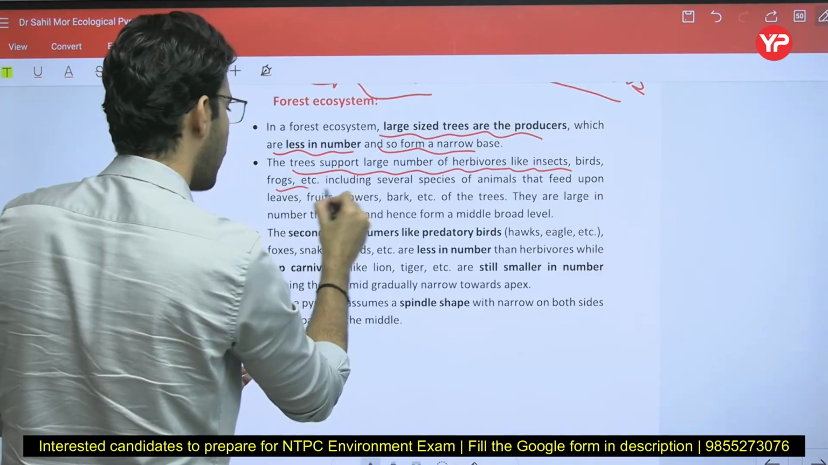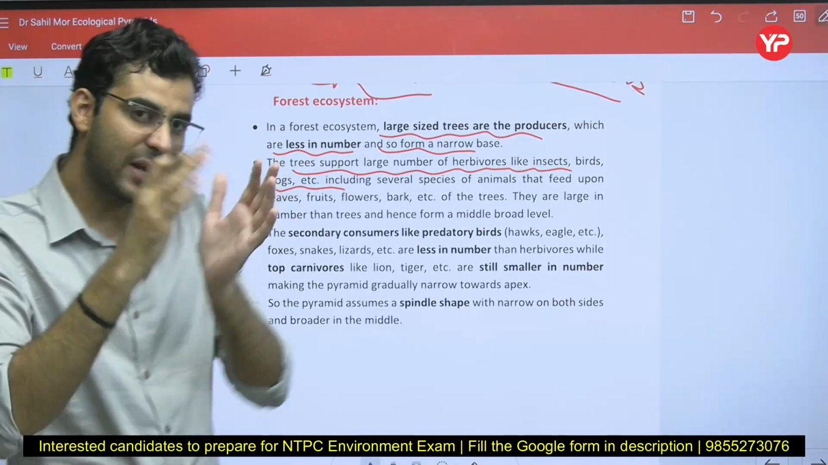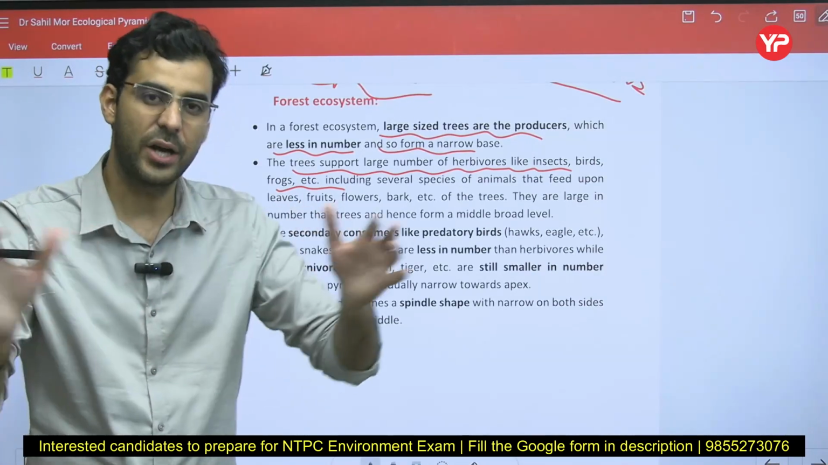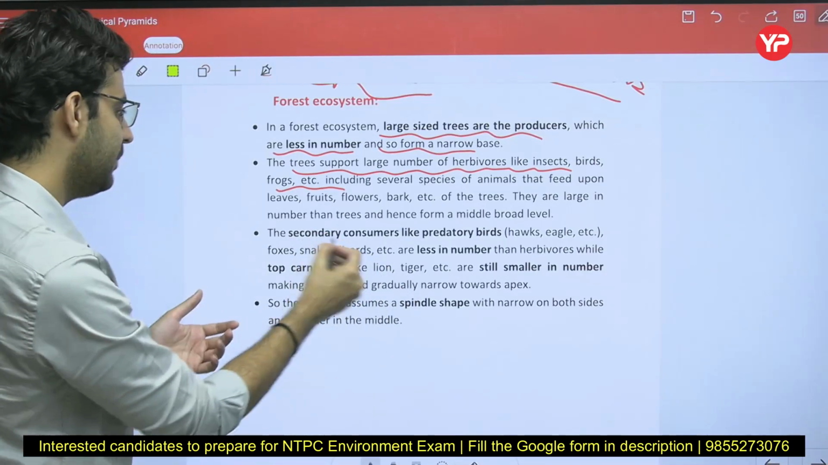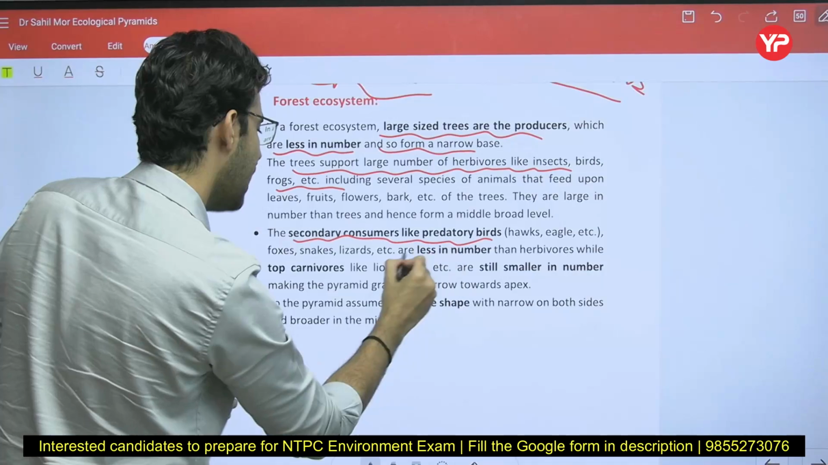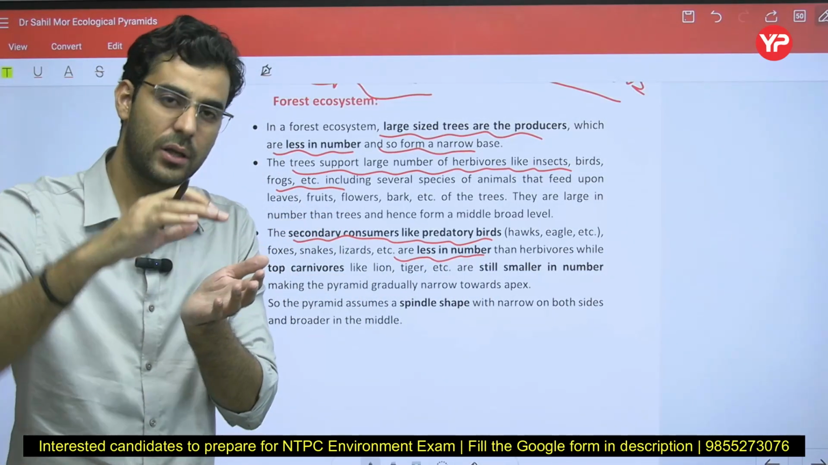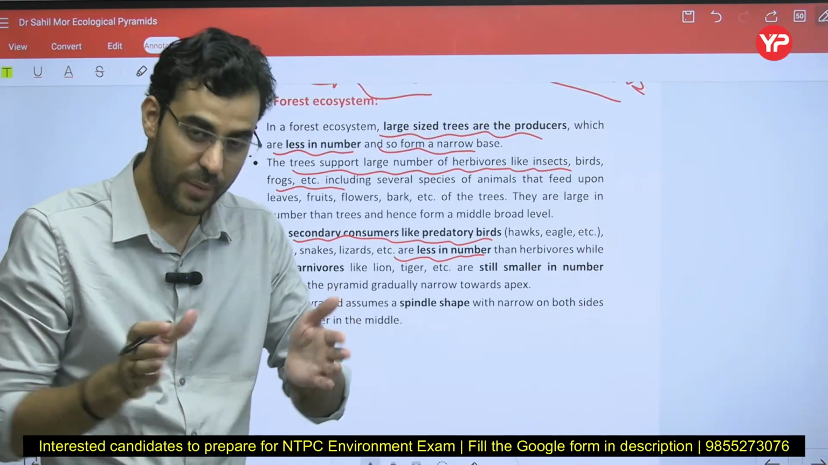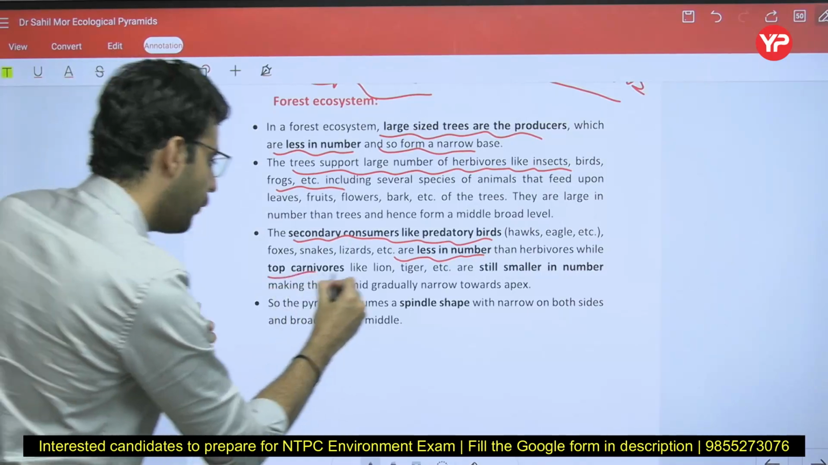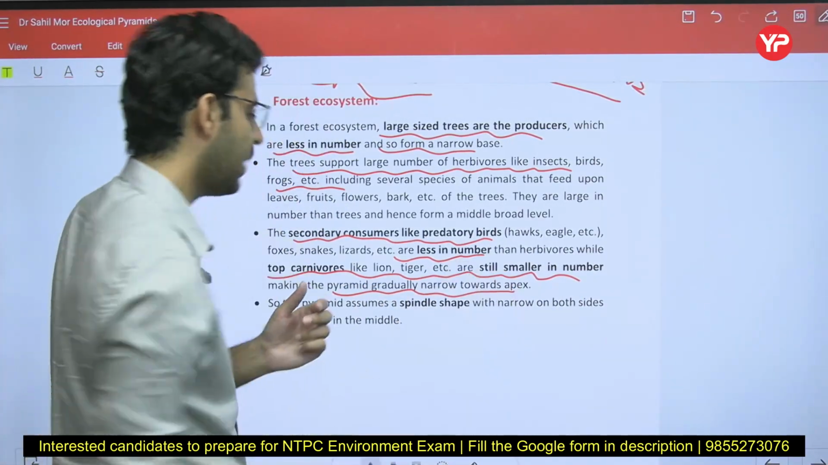Then the trees support a large number of herbivores like insects, birds, frogs that feed on them. So at the next level, herbivores are large in number as compared to the producers, so your herbivore shape will be larger. Then at the next level, the secondary consumers like predatory birds are less in number. Then again the size is decreasing. First it was small, फिर वो बढ़ा, then it is again decreasing, and then at the next level top carnivores are again smaller in number, forming a narrow apex.